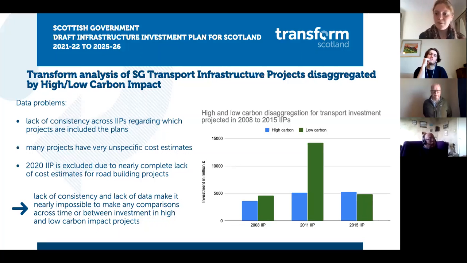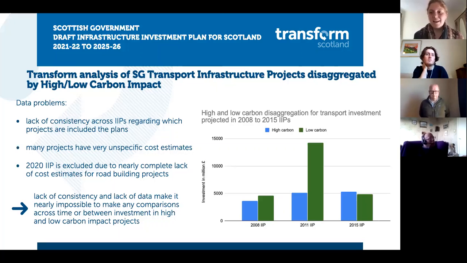We did run into quite a few problems with this, though, because basically the data that is available is not consistent over time. So the types of projects that are included in the various IIPs are not necessarily the same. For instance, the reason why low carbon investment in the 2011 IIP is so much higher is because it includes 8 to 9 billion pounds of investment in high-speed rail, which would have been the extension of HS2 into Scotland, which of course wasn't committed at the time and has also not materialized.